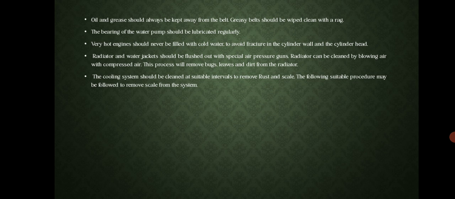Very hot engines should never be filled with cooled water to avoid fracture in the cylinder wall and the cylinder head. Radiator and water jacket should be flushed out with special air pressure guns. Radiator can be cleaned by blowing compressed air. This process will remove bugs, leaves, and dirt from the radiator. The cooling system should be cleaned at suitable intervals to remove rust and scale. The following suitable procedure may be followed to remove scale from the system.